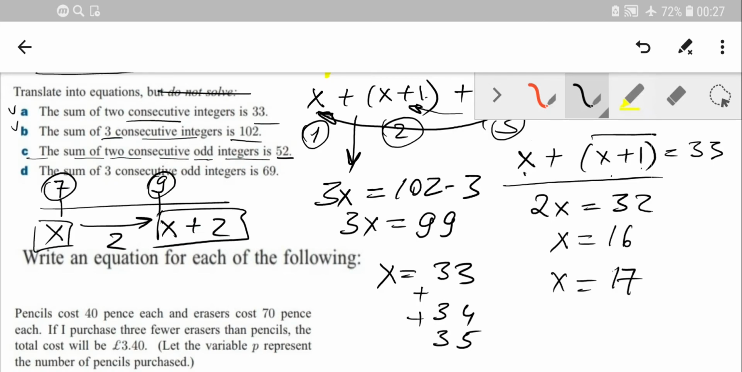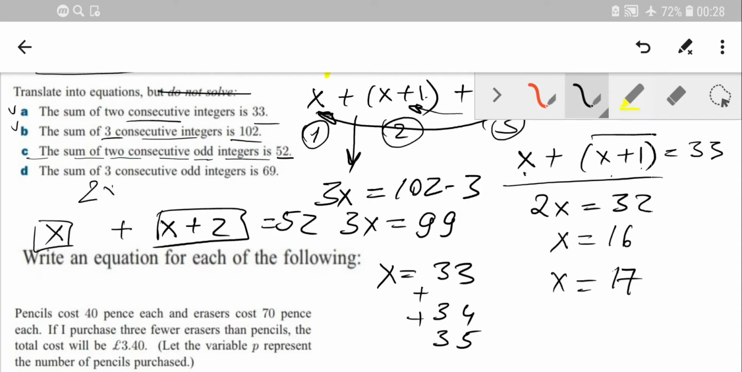And what are you doing with them? You add them in order to get 52. So you just add them, and the result is 52. So 2x is simply 52 minus 2, which is 50. So x is just 25, and the next one, x plus 2, is 27. All right, so we've done all.